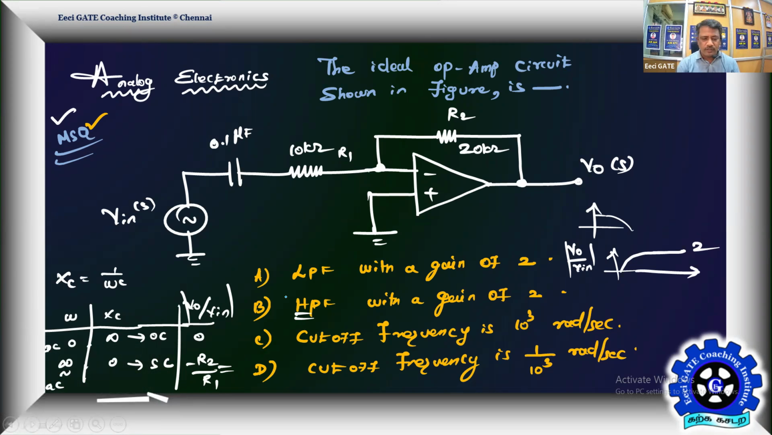So this is one of the right choices. It's a high pass filter with a gain of 2. That's the infinite frequency gain, or high frequency gain. Then what about its cutoff frequency? The cutoff frequency depends on this. So for this, you can have a perception.